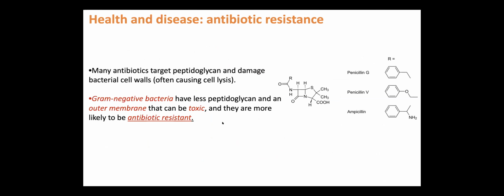Gram-negative bacteria, which are the main focus of our discussion on antibiotic resistance, have less peptidoglycan and therefore an outer membrane that can be toxic. Most antibiotics target the peptidoglycan layer, for example by blocking its synthesis, which we talked about several weeks ago. However, gram-negative bacteria don't have much of this peptidoglycan layer, which means they are more likely to be resistant to antibiotics such as penicillin and ampicillin.